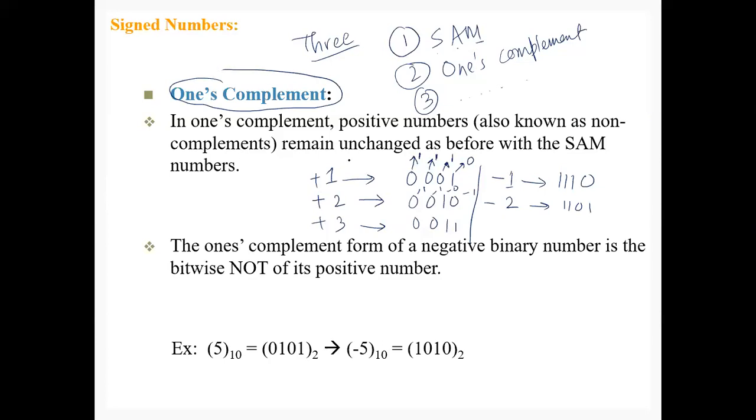So, conclusion: positive numbers stay as is, no change. And for negative numbers, just invert everything. Bitwise not. Change every bit into the opposite bit. 1 goes to 0 and 0 goes to 1. This is how you represent signed numbers in 1's complement representation. Now, guys, any question?